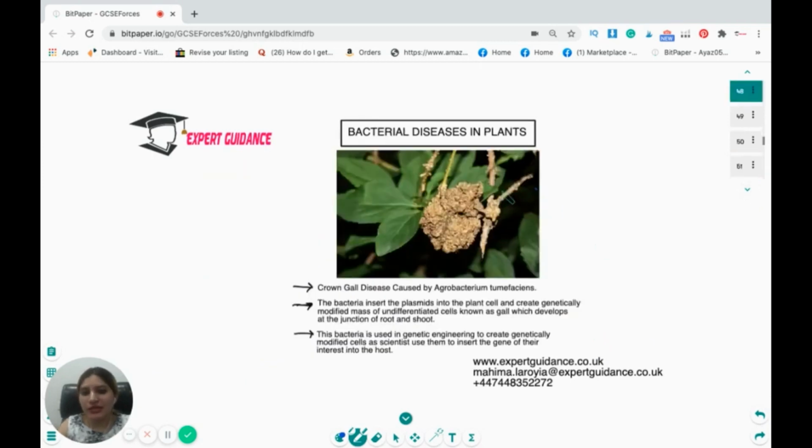For plants, the disease you need to remember is crown gall disease, which is caused by Agrobacterium tumefaciens. The bacteria inserts the plasmid into the plant cell and creates a mass. Can you see this? This is a genetically modified mass of undifferentiated cells known as a gall, which develops at the junction of root and shoot. The bacteria is used in genetic engineering to create genetically modified cells, as scientists use them to insert the genes of their interest into the host.